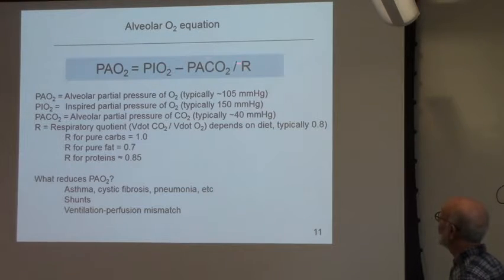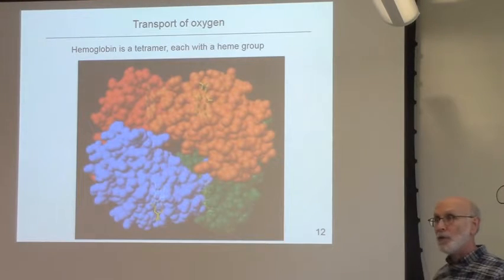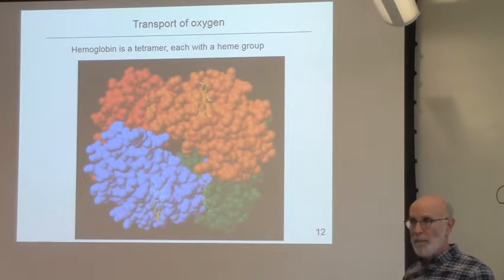So this equation, which we'll use in lab, defines the alveolar O2 as a function of what you eat and what you breathe in, in terms of your ventilation of CO2 and what you breathe in. So we'll use this equation in lab. Let's take a break and we'll talk about the transportation of oxygen by the blood.